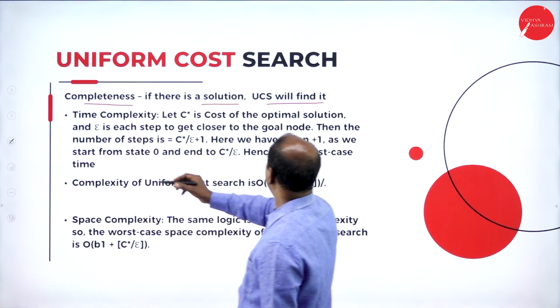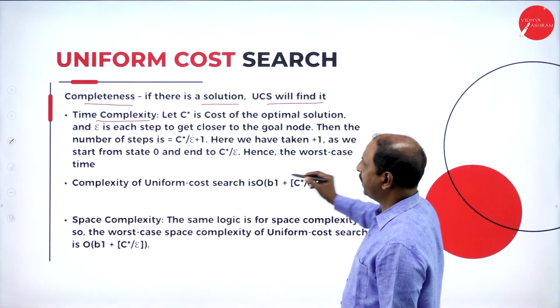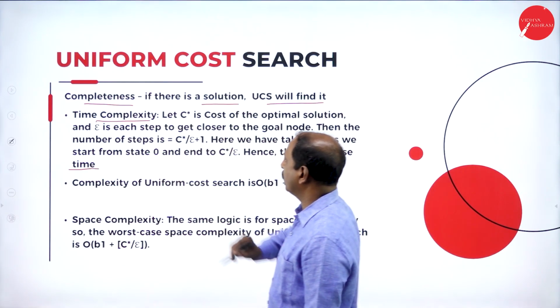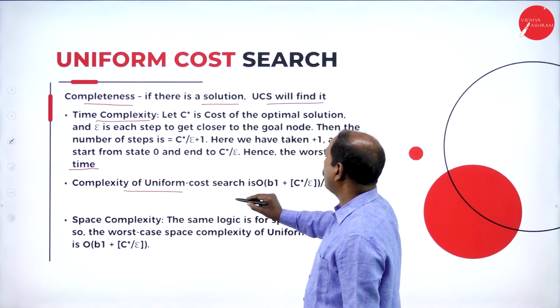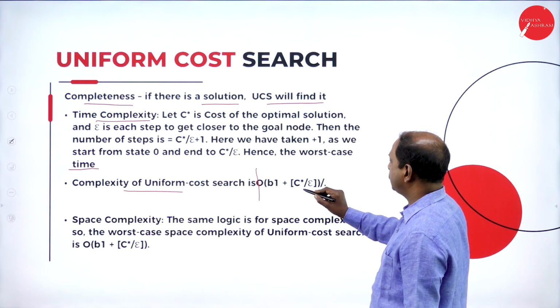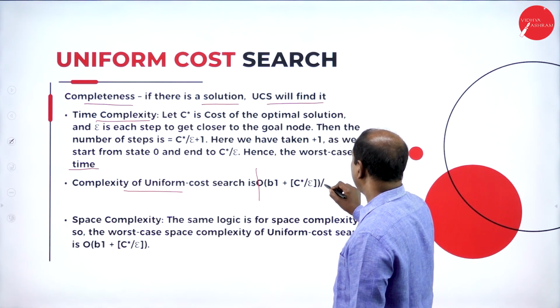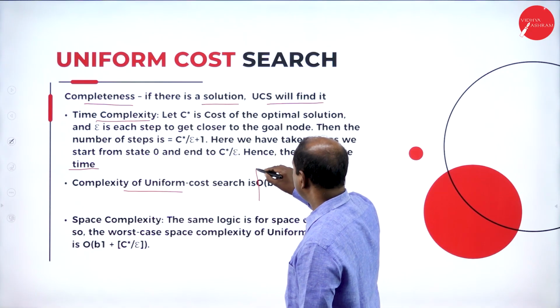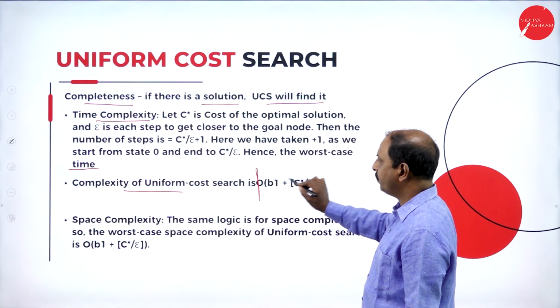Next one is time complexity. We are going to calculate the worst case time for this algorithm, and the complexity of uniform cost search is order of B plus C star slash sigma, in brackets. So this is nothing but the complexity of uniform cost search.